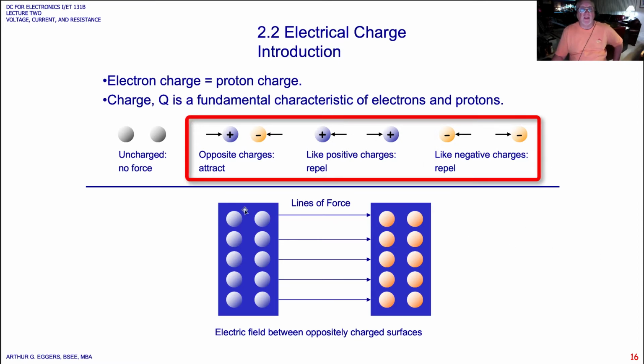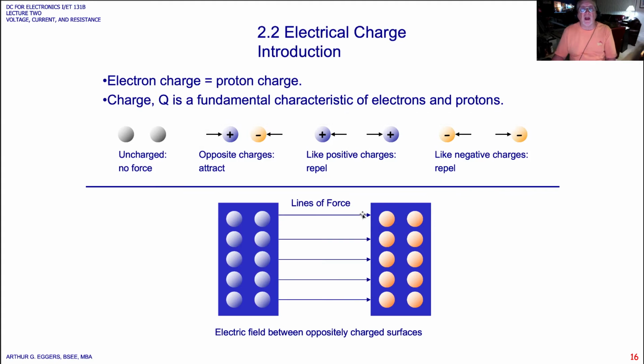So if we look at this again diagrammatically, how can we show what's going on here? Well, we can create what are called lines of force between fields being positively and negatively charged. The electric field then formed by these lines of force shows oppositely charged surfaces, one being drawn to the other.